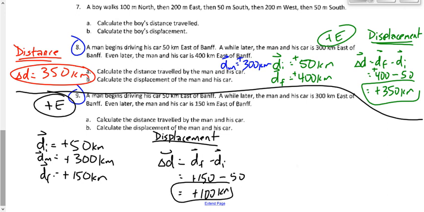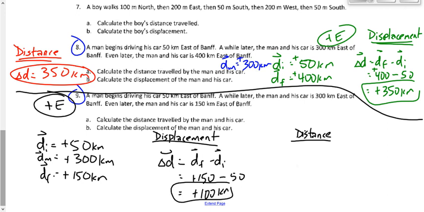Distance is a harder one here. The distance is not 100. It's not the same as displacement. How come it's not the same number this time? I was 50 kilometers east of Banff, and then I was 300 kilometers east of Banff. So I traveled to the east. And then I was 150 east of Banff. So which way did I travel this time? West. I went east a long ways, and then I went back west part way. So I switched direction. So therefore, distance and displacement won't be the same number.